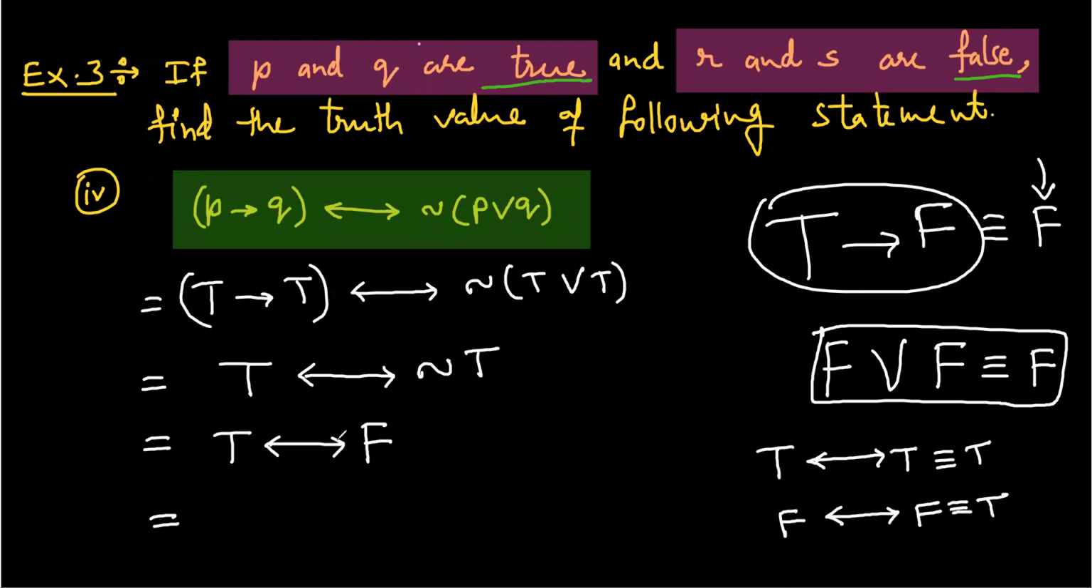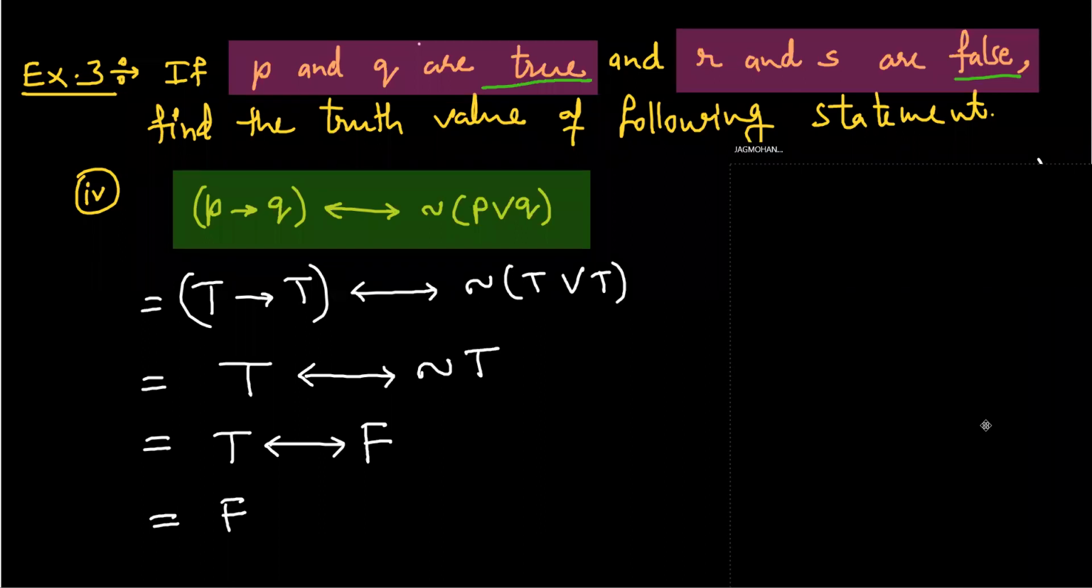So definitely it is not the case here. I do not have the truth values the same. This one is true, this is false, so this is definitely false. So the final answer is false. For the given compound statement, the truth value is false. I hope you have understood this. If any doubt, you can again see the whole thing.